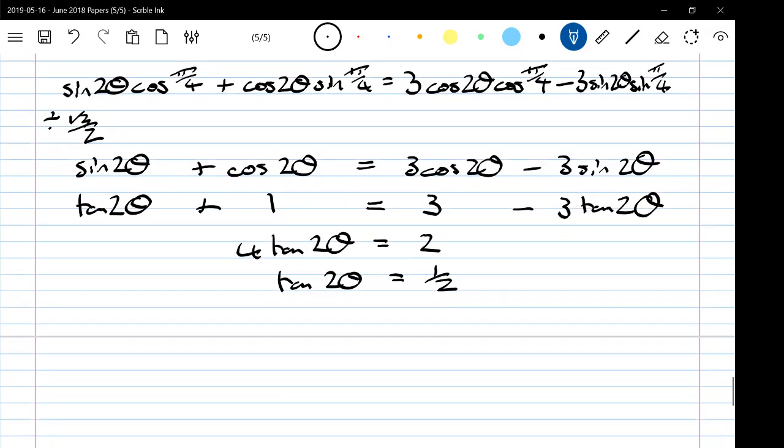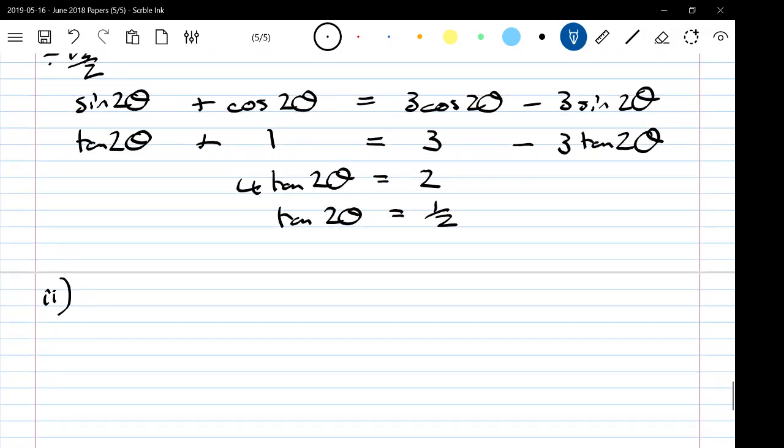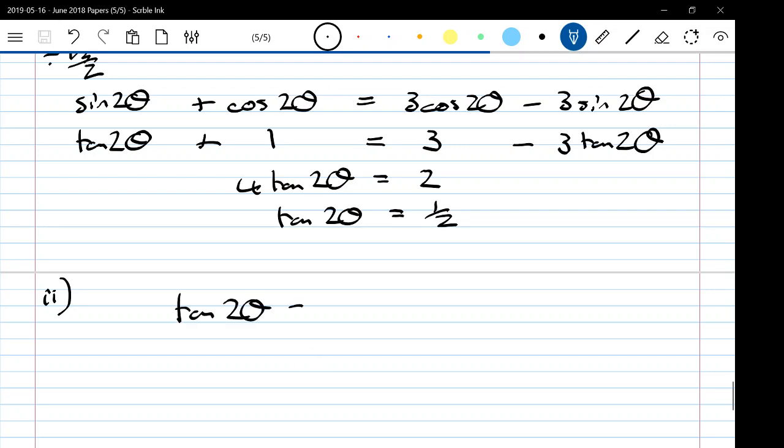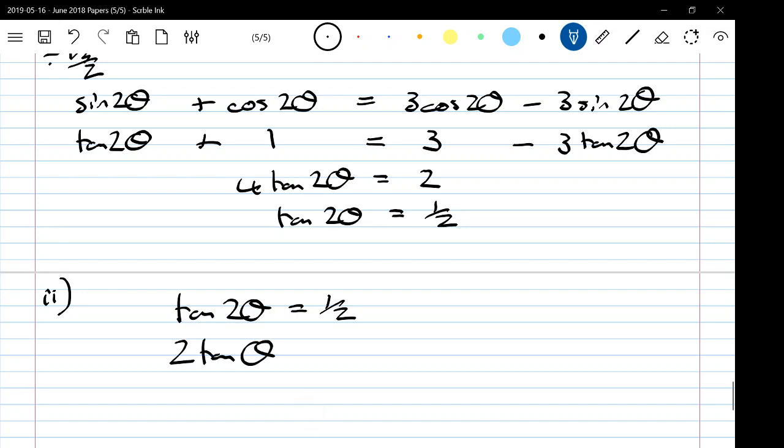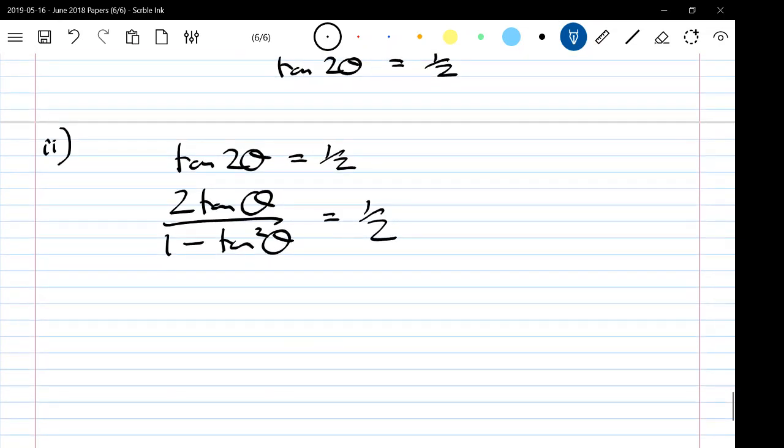Okay, part 2 then said, hence find in surd form the exact value of tan theta, given that theta is an obtuse angle. So we're starting from tan 2 theta equals a half. Now we don't want to find theta. We want to find tan theta, and we know our tan double angle formula. Tan 2A is 2 tan A over 1 minus tan squared A. So we've got 2 tan theta is a half of 1 minus tan squared.